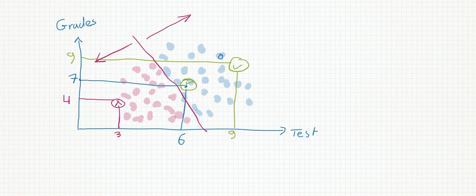Now we have this line separating the two classes, the accepted class and the rejected class. This line is called the model, our model.